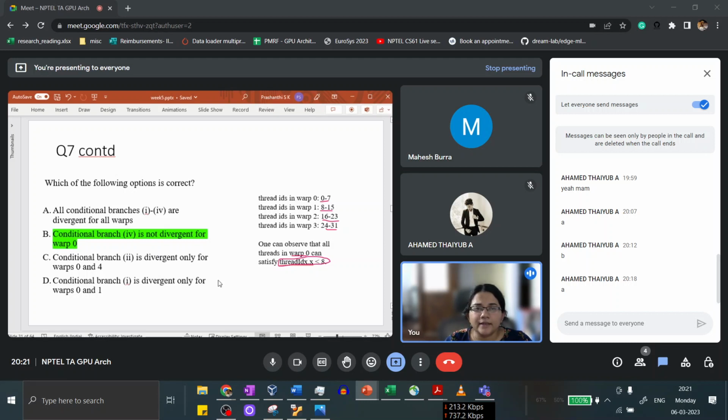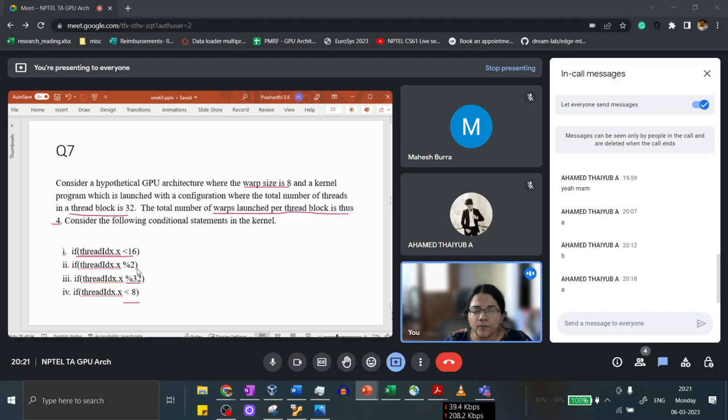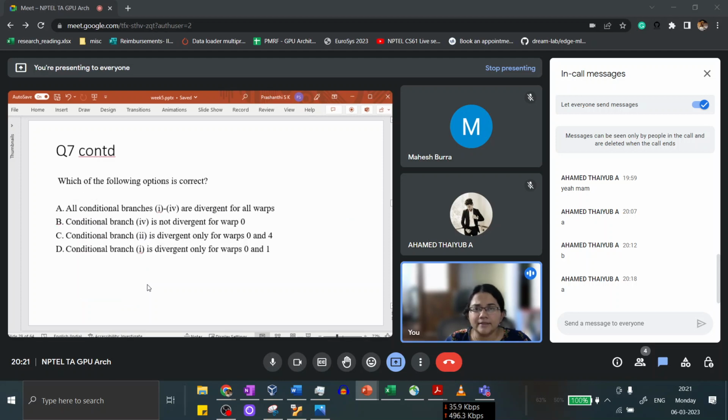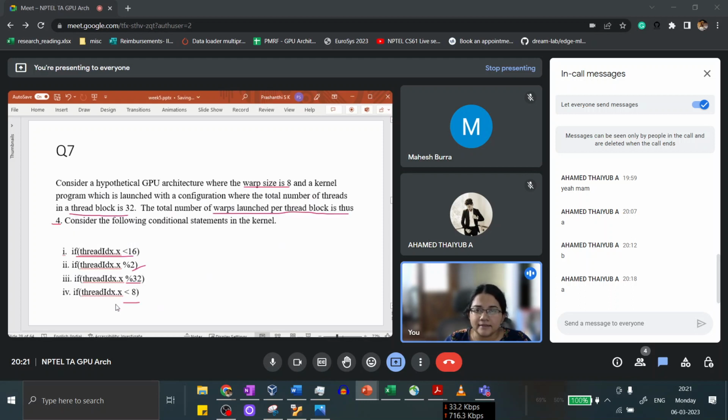Whereas if you look at the other cases, mod 2, in every warp there are a certain number of odd threads and a certain number of even threads. So this is divergent for all warps. And this one, threadIdx.x mod 32, again would not be divergent, but I think that is not in your options anywhere here other than this. So this is false because you know one thing that is not divergent, right?